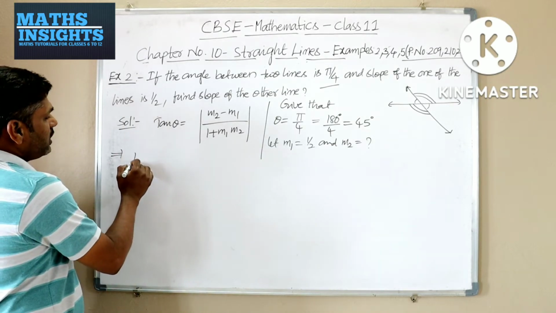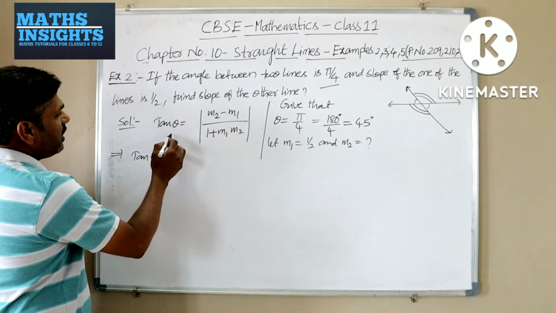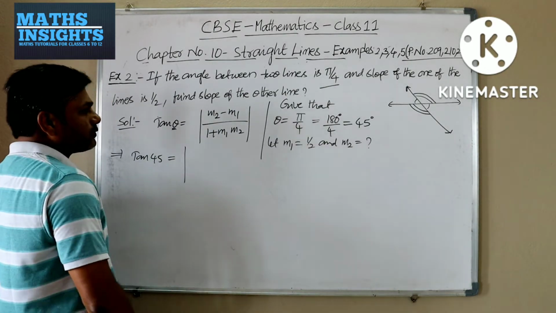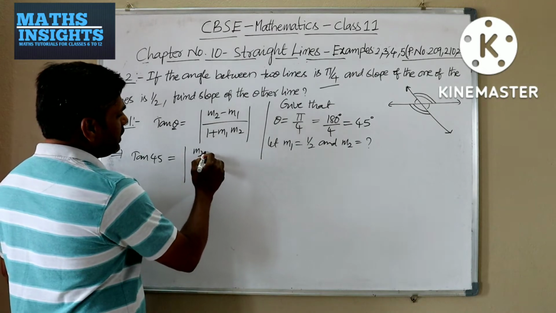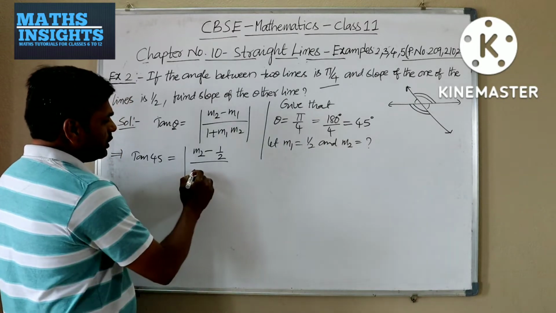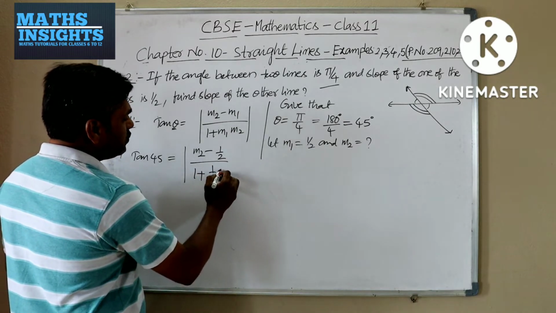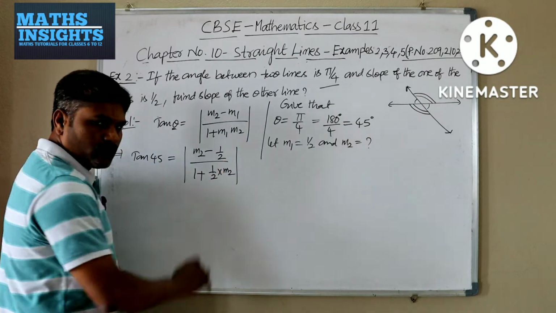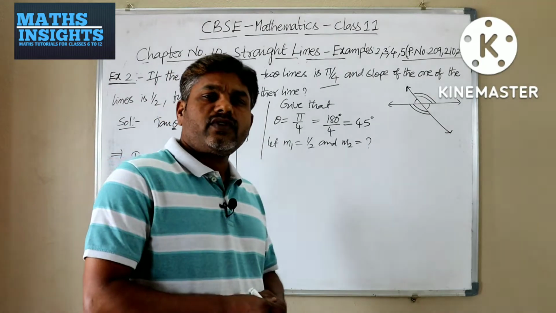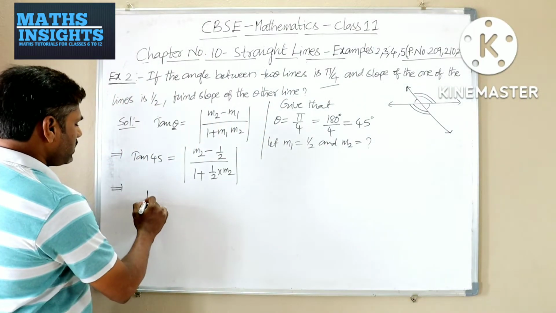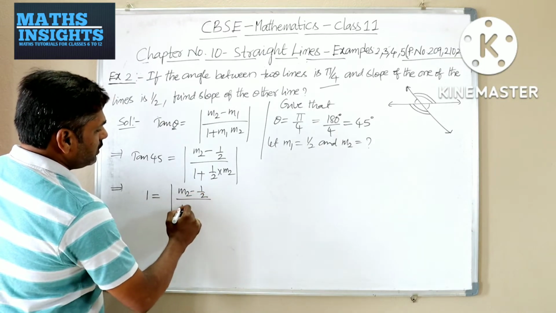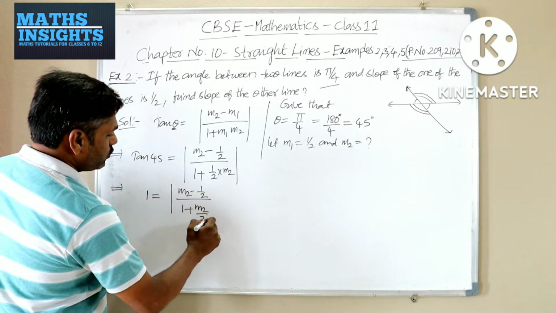I will substitute all these values in this formula, then you will get the answer. That implies tan 45, theta value is given as 45, is equal to modulus of m2 minus m1, which is given as 1 by 2, by 1 plus m1 value, which is 1 by 2, and we do not know m2. So, it is very easy to know what is tan 45. It gives you 1 is equal to modulus of (m2 minus 1 by 2) by (1 plus m2 by 2).